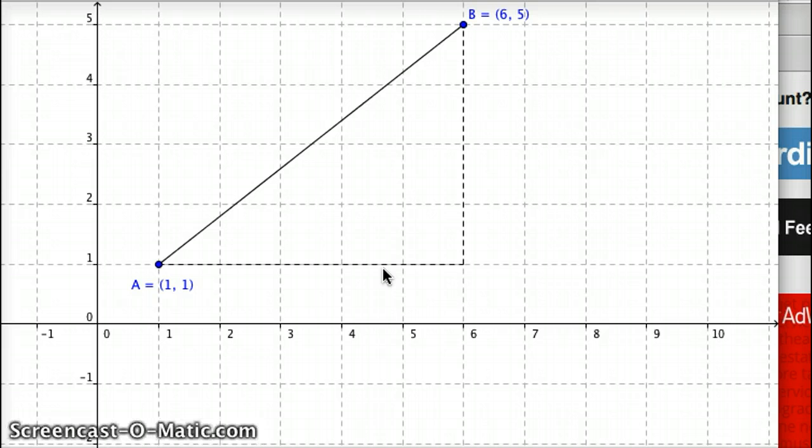But in order to find a midpoint, essentially what we're doing is we're finding the average. We want to find the average from 1 to 6. So to do that, we add the 2 X coordinates, and we divide by 2. So 1 plus 6 and divide by 2.